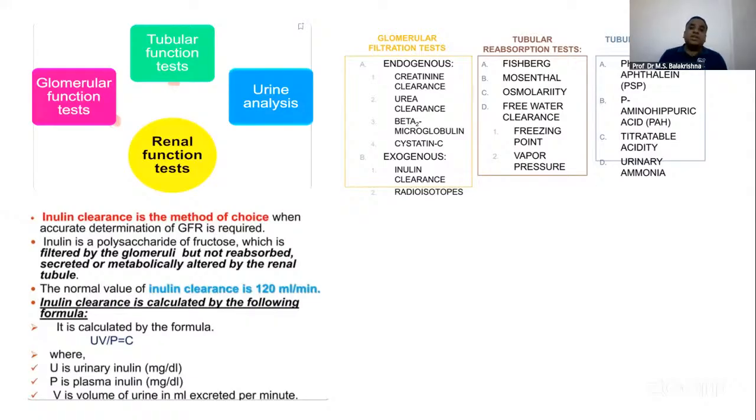So what is inulin? It is a polysaccharide of fructose which is filtered by glomeruli but not reabsorbed, secreted or metabolically altered by the renal tubule. So that is the explanation. Inulin clearance is 120 ml per minute. Please learn this. Okay. Inulin clearance test.